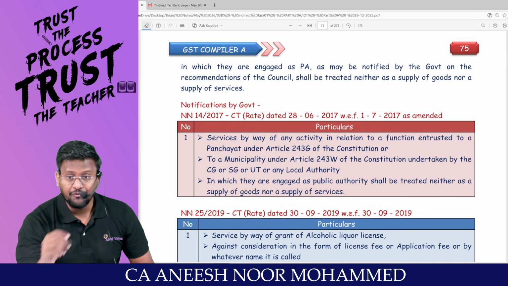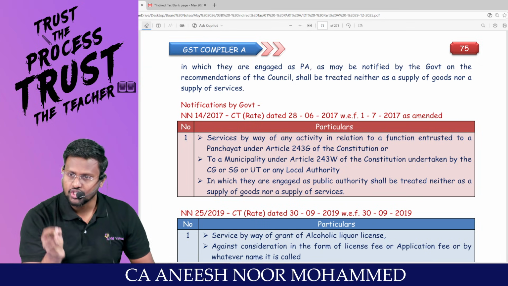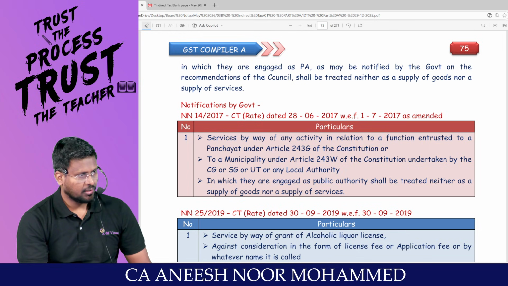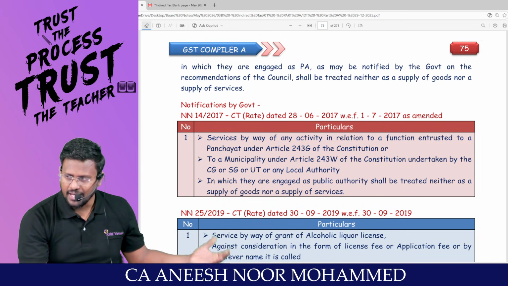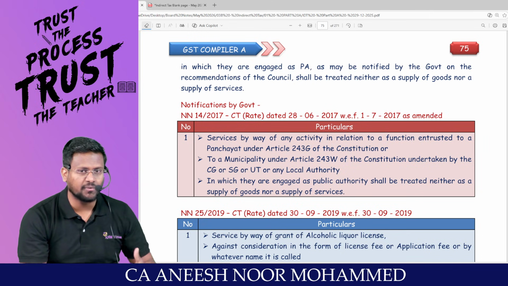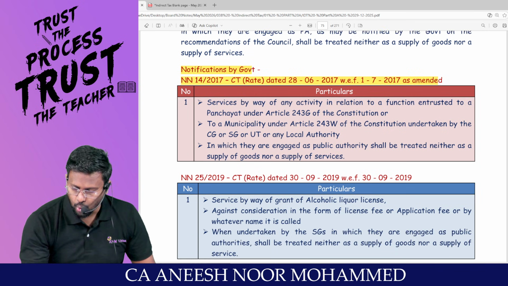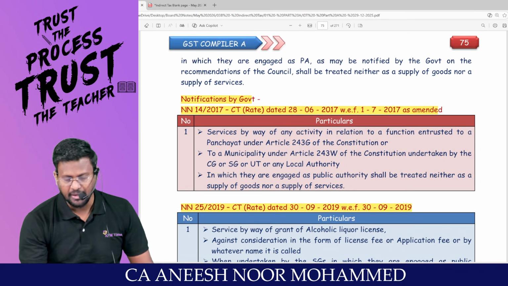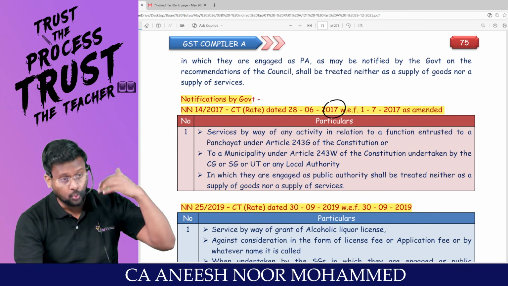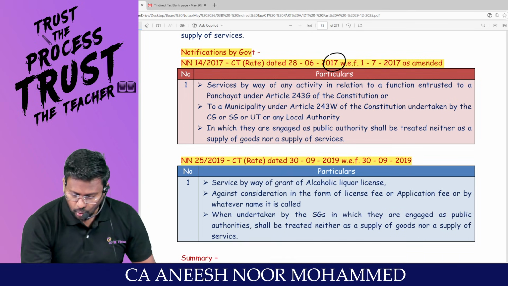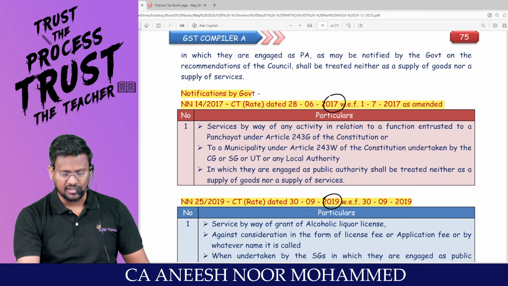So every activity will not be notified. Only the activities which are service in nature, which the government is supposed to do, for which we have elected them, will be notified. Yes, the government has notified. These are the two notifications the government has put, my dear lovable students. One notification came very long back in 2017 when the Act came. Another notification came in 2019, after two years. What are the activities covered?